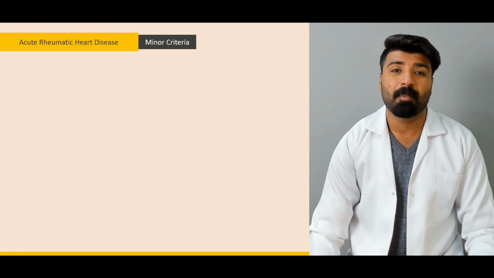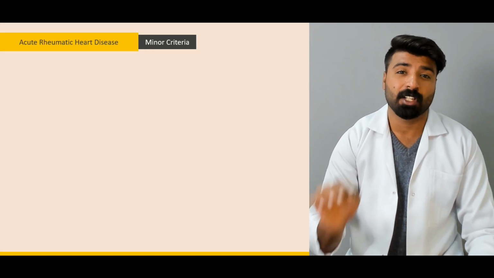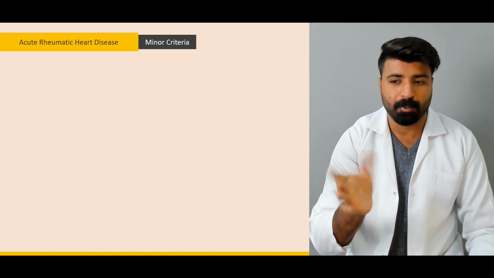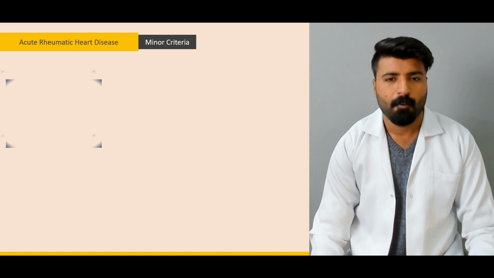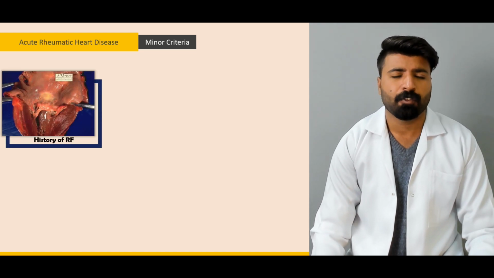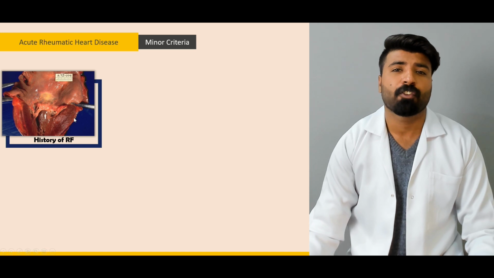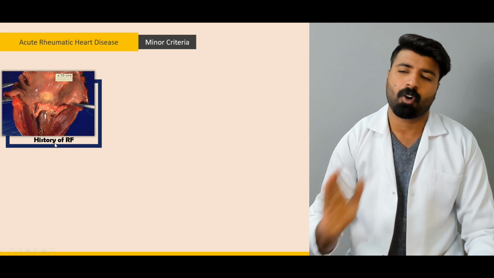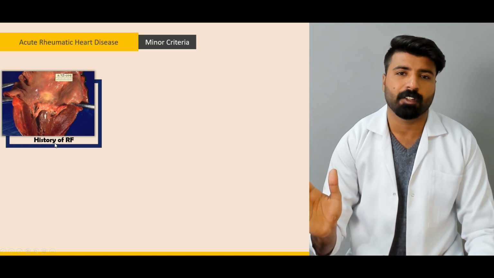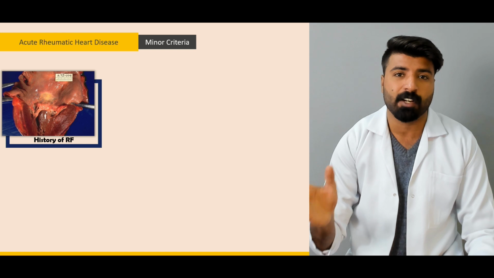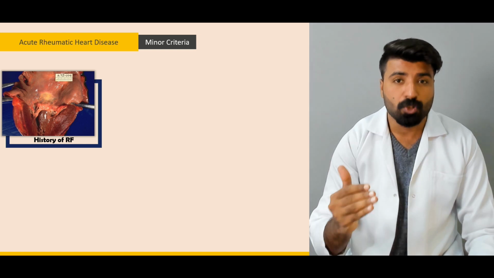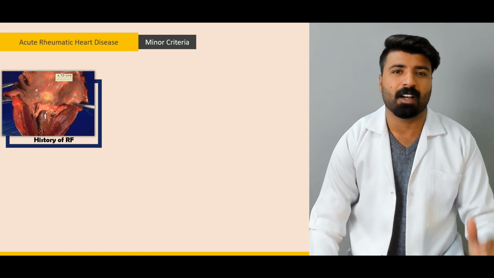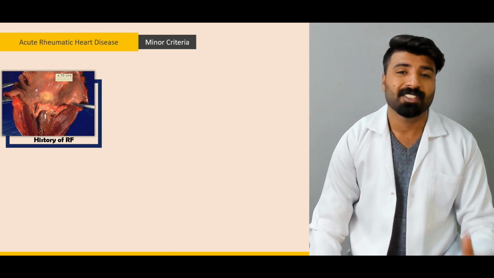Now let's talk about the minor criteria. Those are the criteria that the examiner would want you to confuse between major and minor. What criteria are those? First of all, there will be a history of rheumatic fever. The patient already was exposed to this kind of antigens. The body produced those antibodies, the body produced those cytotoxic T cells, and they affected the heart. Now, this is a minor criterion.